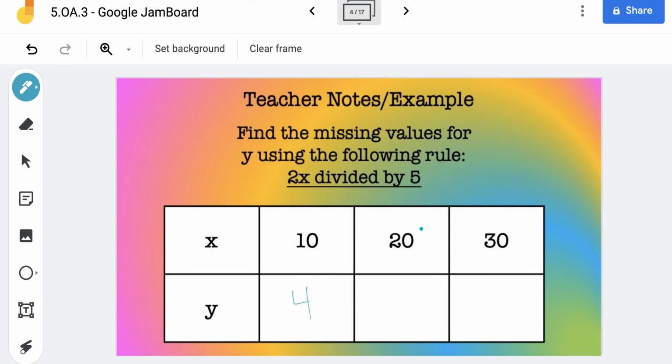All right, the next one, we're going to do 2 times 20, which is 40. And then divide that by 5, and 40 divided by 5 is 8. And then lastly, we have an x value of 30. So 2 times 30 is 60, and then 60 divided by 5 is going to be 12. And there we go. All right, one more problem.